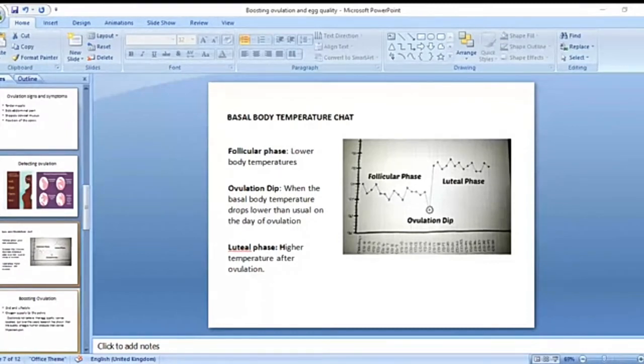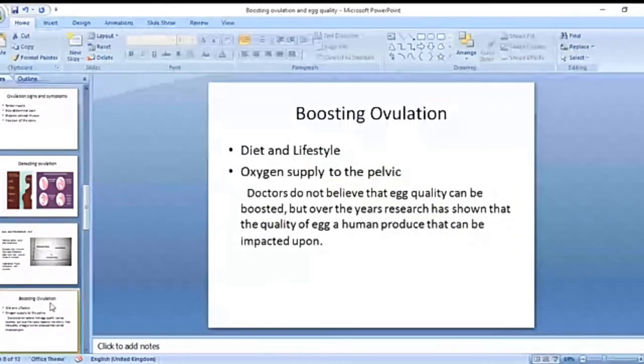Then the next one I'll be talking about, to understand what ovulation even means before we talk about boosting ovulation. One thing that I found to work is actually diet and lifestyle.